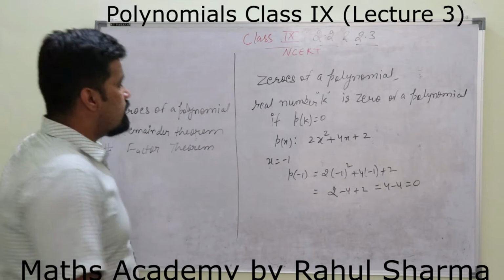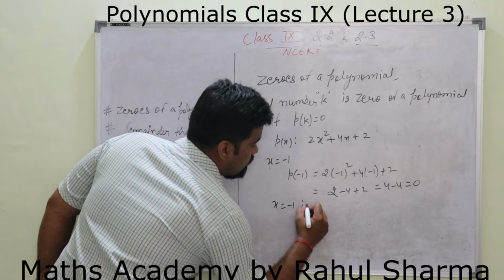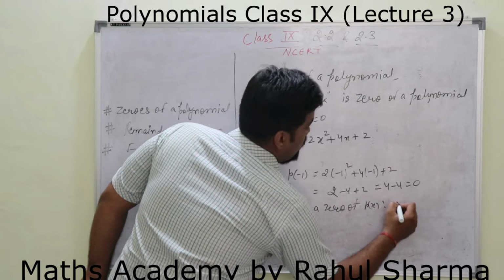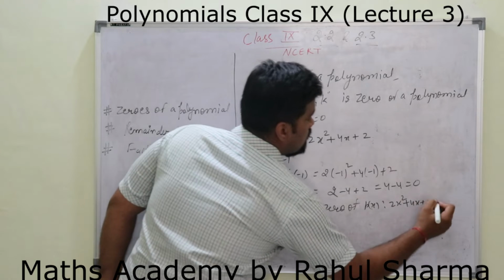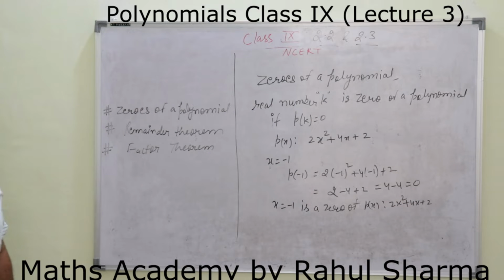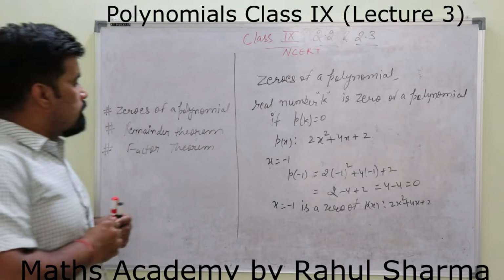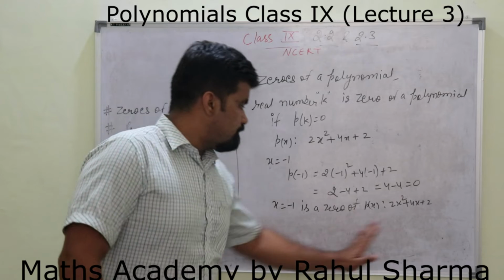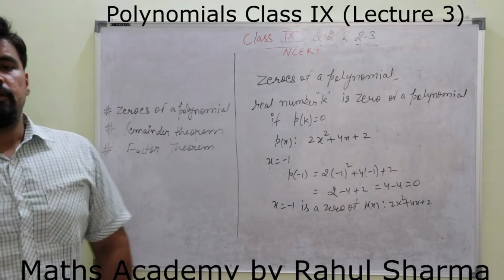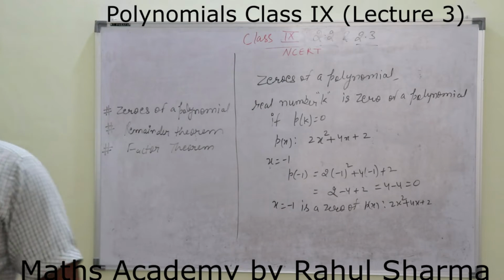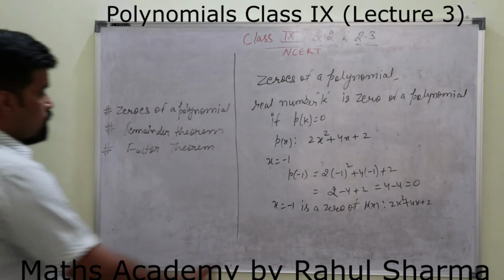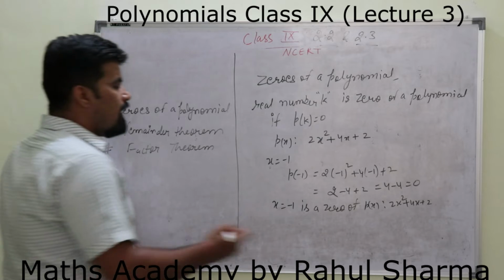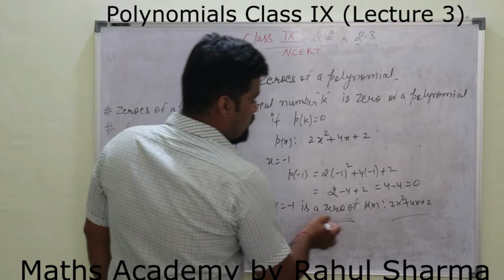So since the value of this polynomial at x = -1 is 0, that is why we'll call it that x = -1 is a zero of p(x) = 2x² + 4x + 2. Right? So now by this we have got some idea of how you can find out the zero of a polynomial. अब यहाँ पे एक लाइन मैंने लिखी है, वो लाइन ये है that x = -1 is a zero of p(x). Is a zero of p(x) मतलब ये एक जीरो है इस p(x) का, right?